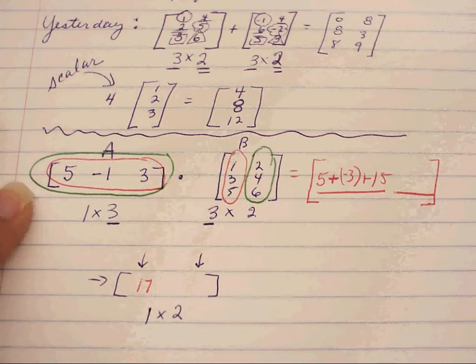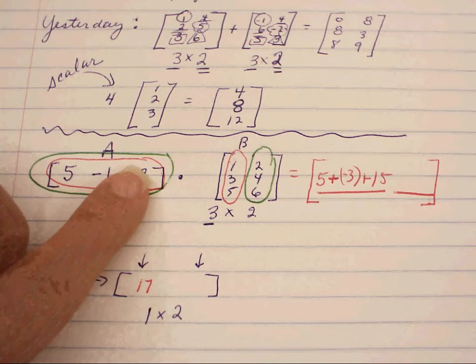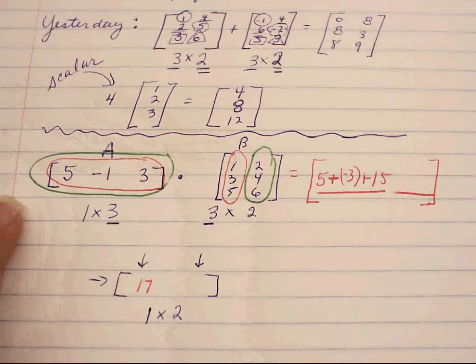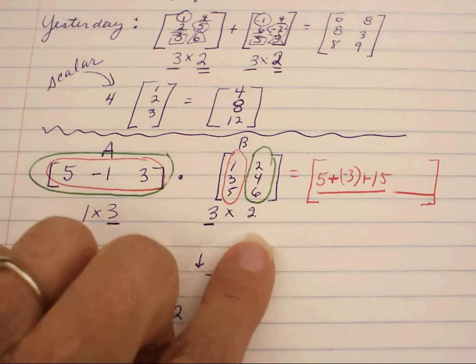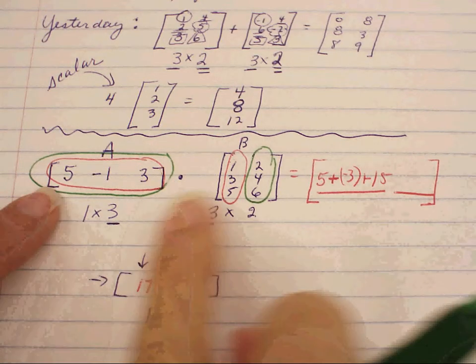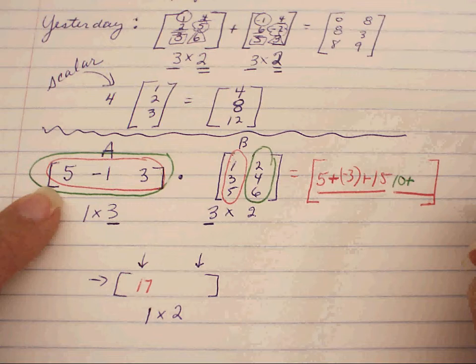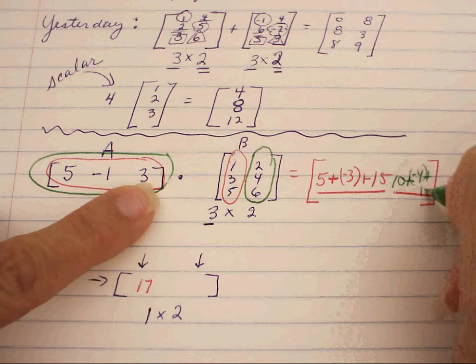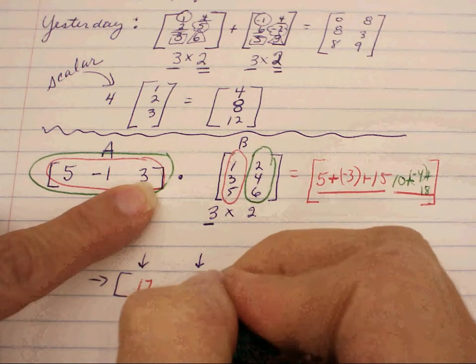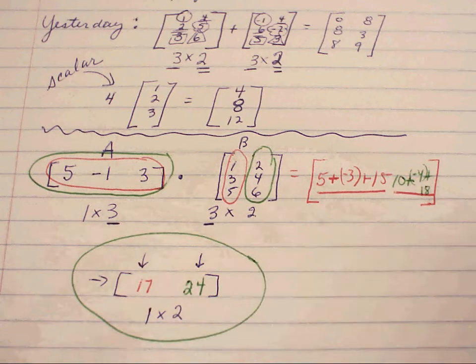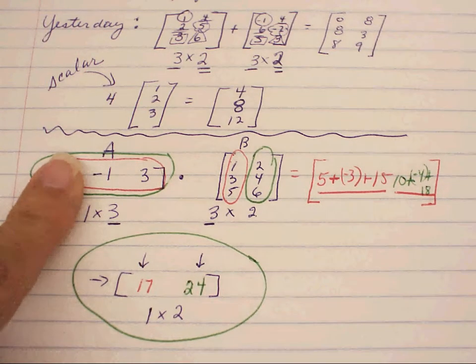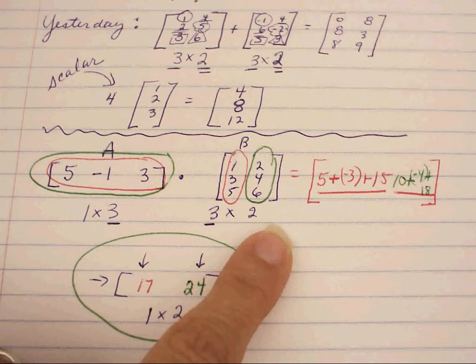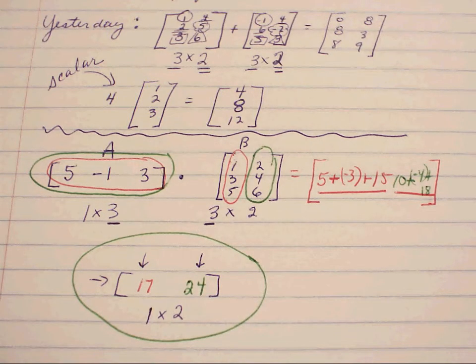Now the next thing I'm going to do is go back to row 1, and I'm going to multiply it by column 2. So that's why I use different colors. First I do row 1 by column 1, then I have to go back to row 1 and do it by column 2. Hence the green is the second one. 5 times 2 is 10, plus negative 1 times 4 is negative 4, plus 3 times 6 is 18. So 28 minus 4 gives me 24, and that is my answer matrix to this 1 by 3 times this 3 by 2.